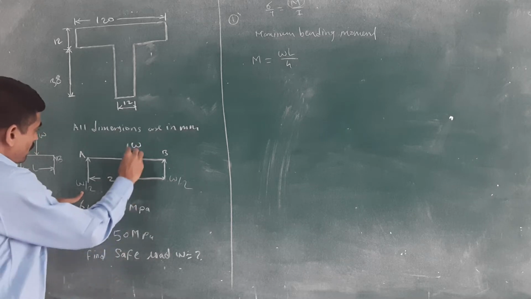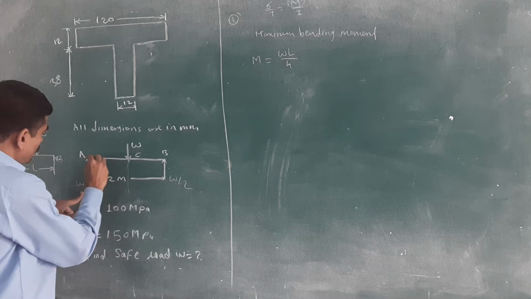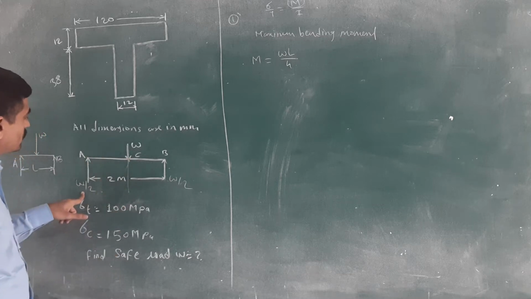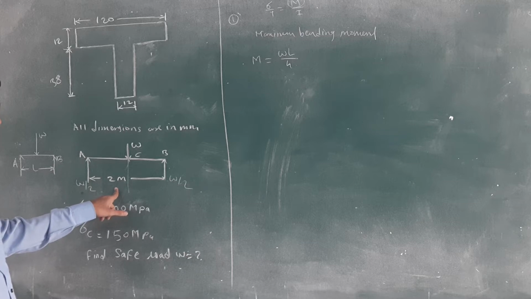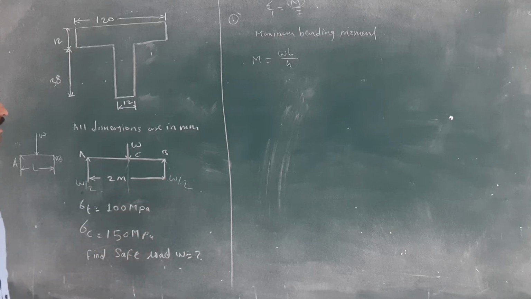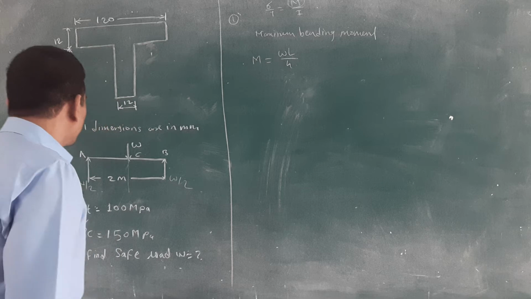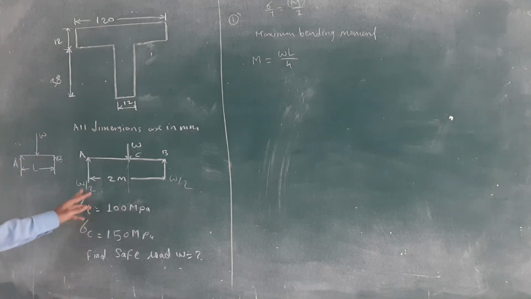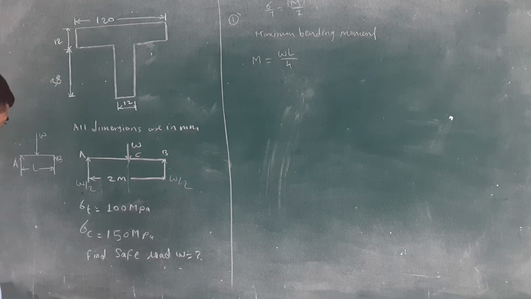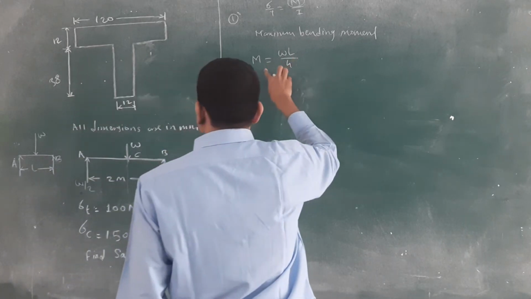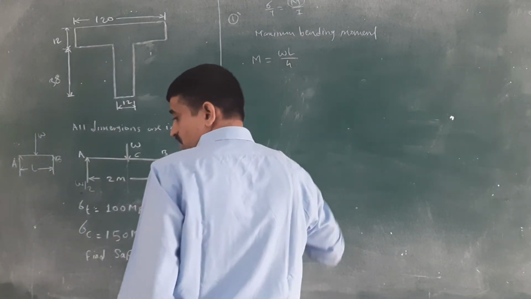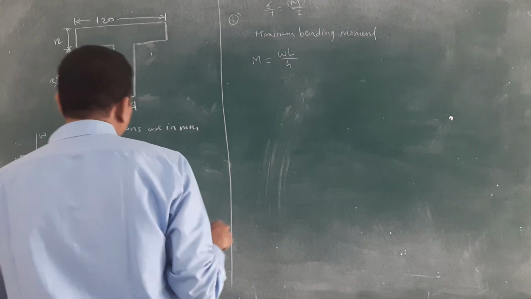C, then take W by 2 into the half distance. The total span is given as L, then you will get WL by 4. You have to calculate that value by taking the moment about the point C. Then you will get the maximum bending moment at the center, M equal to WL by 4.